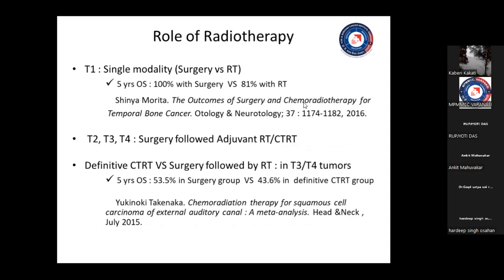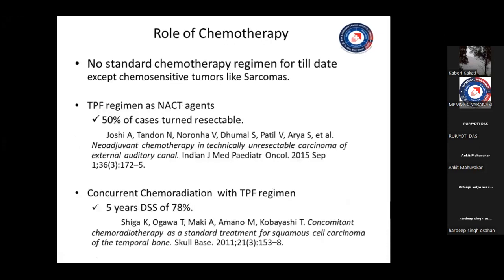Definitive CTRT versus surgery in T3 and T4 tumors, again, surgery followed by radiation has shown a better outcome trend with 50% as compared to 43% in a definitive CTRT. There is no standard chemotherapy regimen till date, except for chemosensitive tumors like sarcomas.